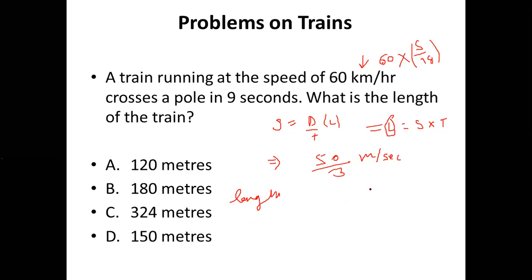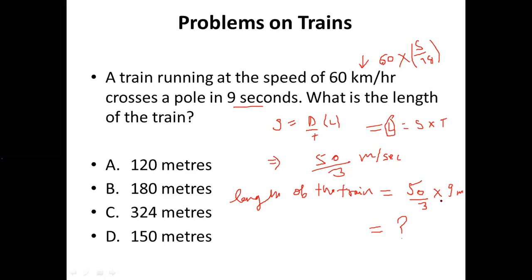Now to find the length of the train, what we have, length of the train, as from the above formula which I have told you just now, that is speed into time, where speed we have found just now, right, 50 by 3, and time is also given, that is 9 seconds. So what will be there, 50 by 3 into 9 meter. Yes, find it out, what is the answer?